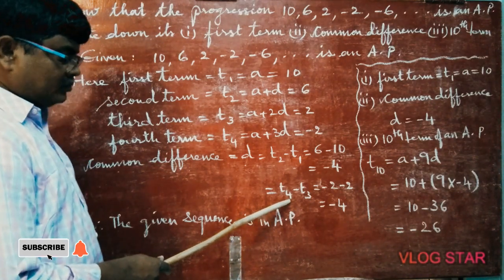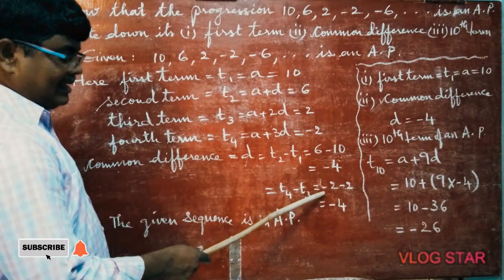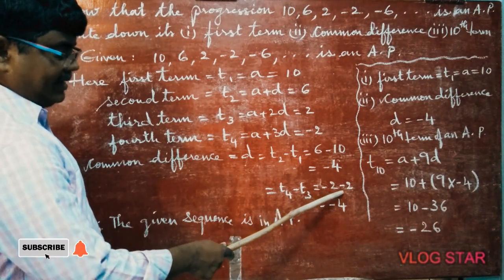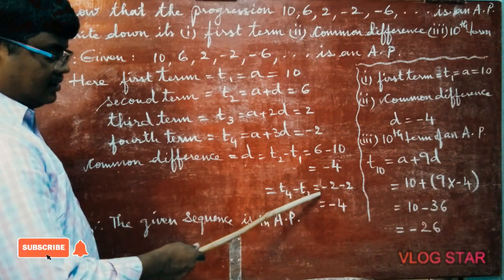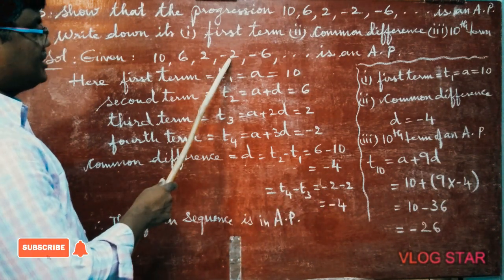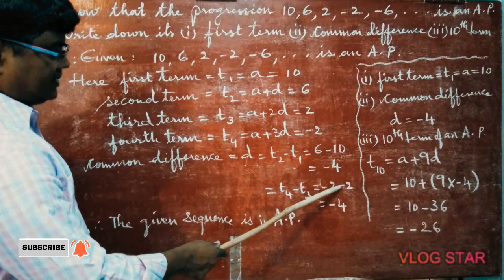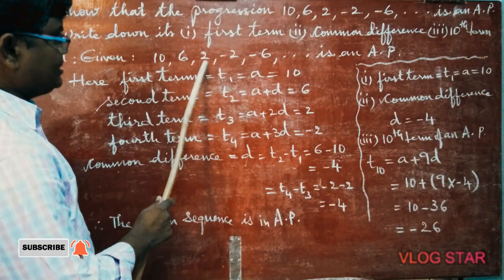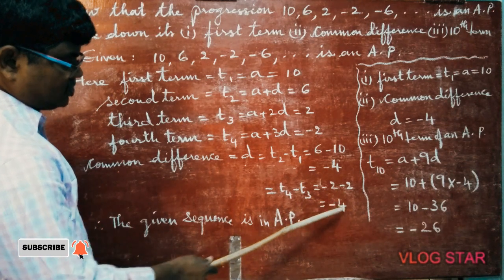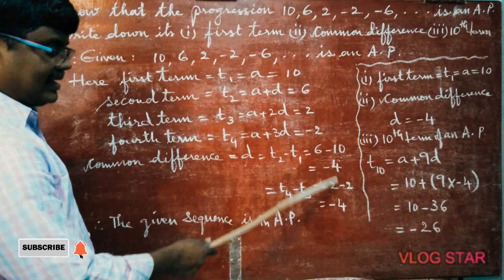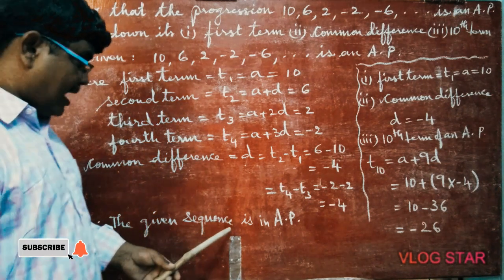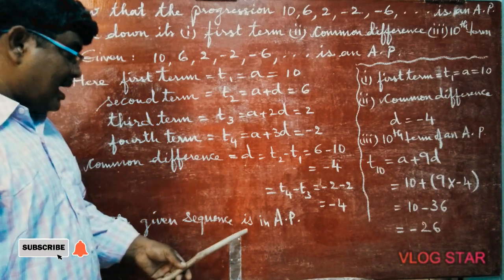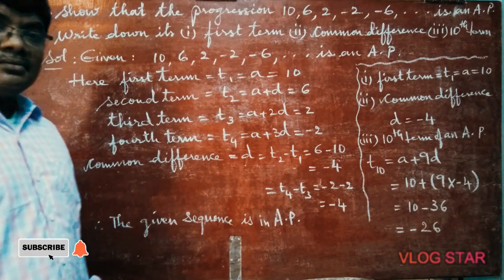Difference should be common. T4 minus T3. T4 is minus 2 minus T3 is 2. This is the formula: fourth term minus third term. So minus 2 minus 2 is minus 4. The same answer came. Then we confirm that therefore the given series or sequence or numbers are in AP.